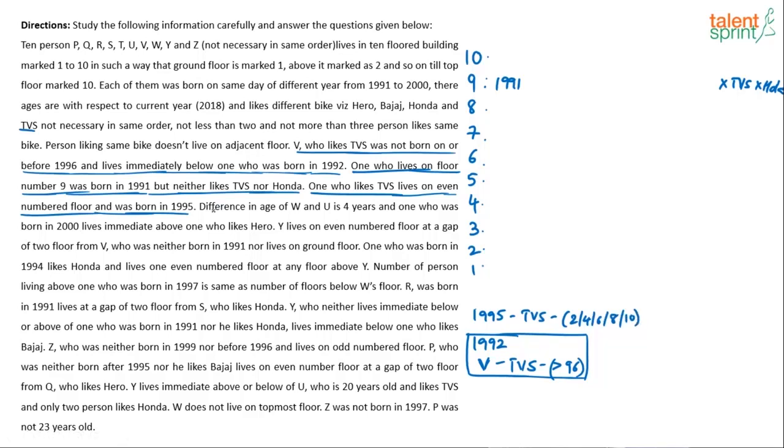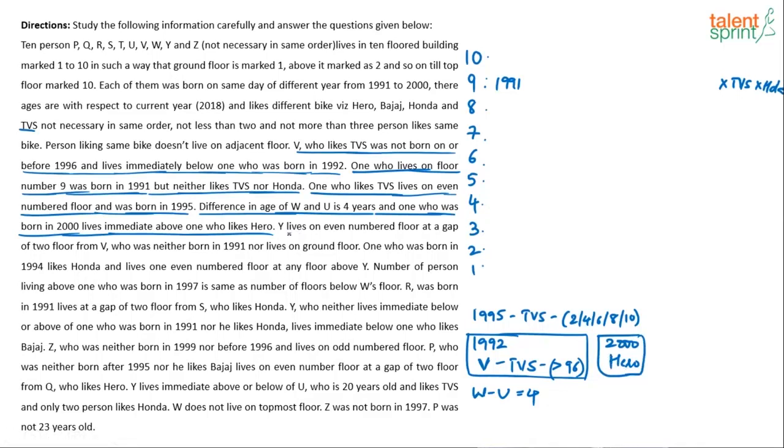Okay. Difference in the age of W and U is 4 years. Do we know W's age? No. Do we know U's age? No. So write down W minus U is equal to 4. You know what minus means, right? Ages. And the one who was born in 2000 lives immediately above the one who likes Hero. So you can write it now: 2000 is immediately above Hero. That is another piece that we need to fix. This is the next box. 2000 and Hero will be in this fashion.